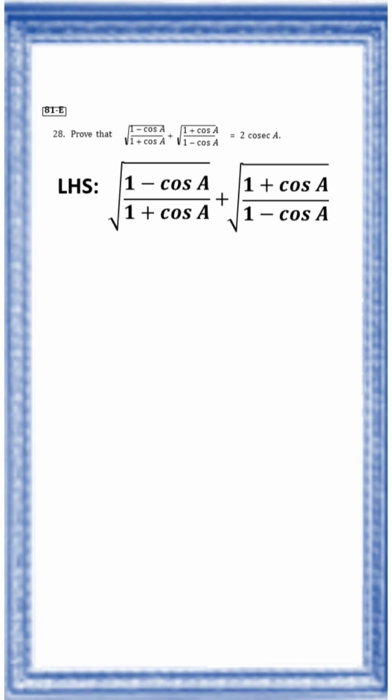Now let us solve the 28th question. Prove that square root of (1 minus cos A upon 1 plus cos A) plus square root of (1 plus cos A upon 1 minus cos A) is equal to 2 cosecant A. Now the LHS is square root of (1 minus cos A upon 1 plus cos A) plus square root of (1 plus cos A upon 1 minus cos A).